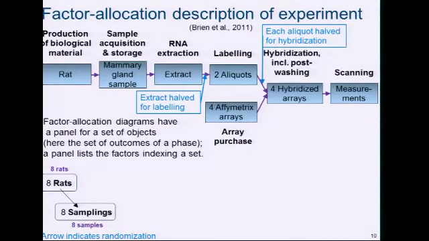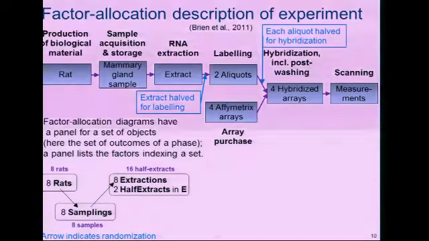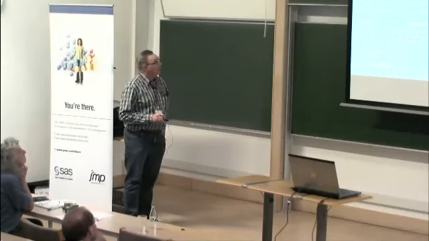Then we go on to the next phase, which is an extract, and I'm going to have to do 8 extractions. What I am going to produce here is actually 16 half extracts, but I only need to consider the 8 extractions that I'm going to do at this stage. And what I will do is completely randomise the 8 samplings to the 8 extractions, because this is the simple design that I've decided to employ. So I do that, and then I divide each of my extractions into the 2 half extracts that it produces, and so I'll end up with a total of 16 half extracts.